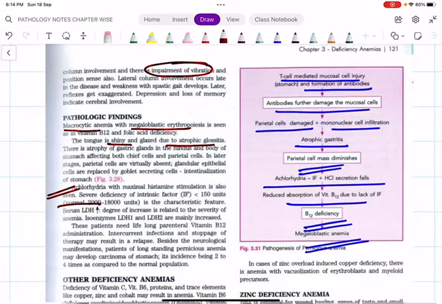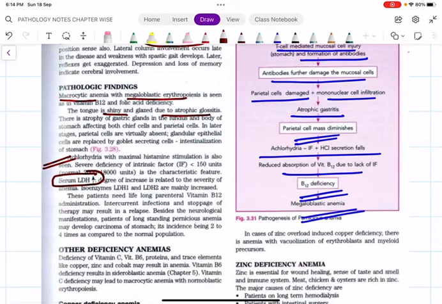Then the serum LDH will be increased. Remember, serum LDH will be increased. And the main mode of treatment is parenteral vitamin B12 administration. By injection, you have to give vitamin B12.